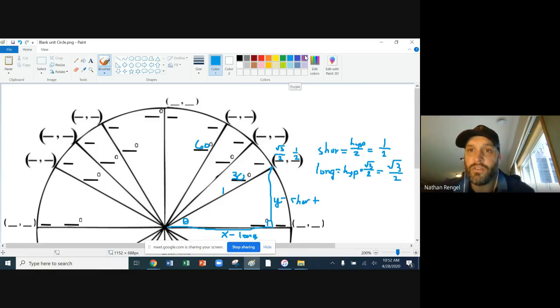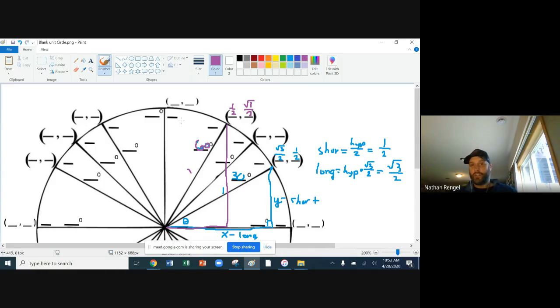And I'm going to switch color for the 60. So 60 will change to purple, so it's just a little bit different. So now on the x-axis, to get to 60 degrees, x is going to represent my short leg. Y is going to represent my long leg. So my short leg in this 30, 60, 90, my hypotenuse is still 1. So my short leg is going to be 1/2. That's going to be my x coordinate. And my long leg is going to be square root of 3 over 2, which is going to now be my y coordinate.